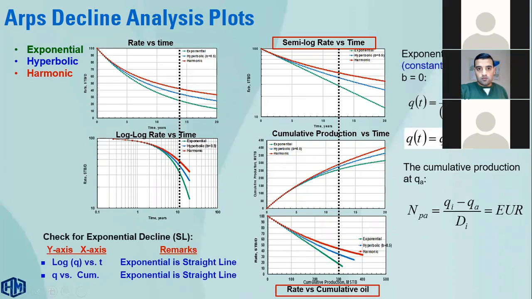Exponential is also known as CPD, or constant percentage decline, because we have a constant decline rate, which gives a straight line. This approach is at b equals 0. So this Arps equation will be presented in this form, and estimated ultimate recovery will be defined by this equation. So in using exponential decline, we will have a straight line by plotting log Q versus time, and also by plotting log Q production rate versus Q production.